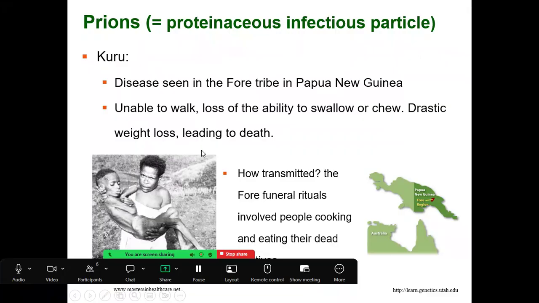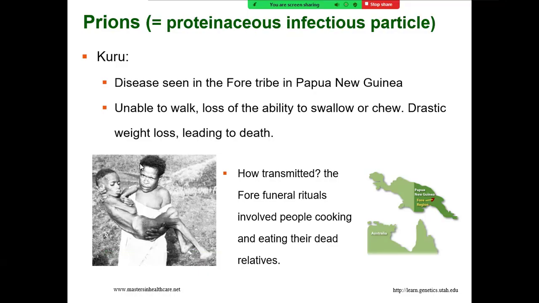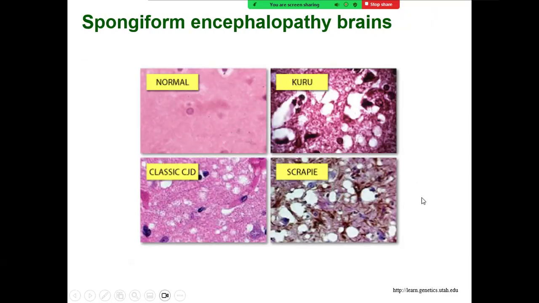How was Kuru transmitted? The Fore tribe had an unusual funeral ritual where people cooked their dead relatives and then ate their dead relatives. Someone in the Fore tribe came down with Kuru, and then they started eating, especially the brain and the nervous tissue of that individual, and then the Kuru started spreading in the Fore tribe. Any question about any of that?